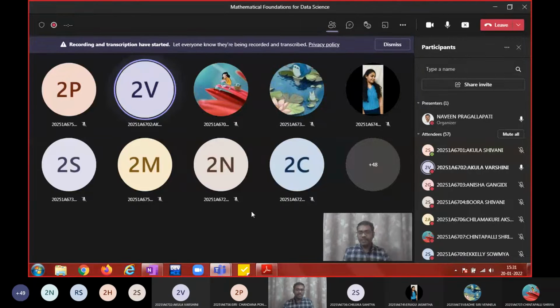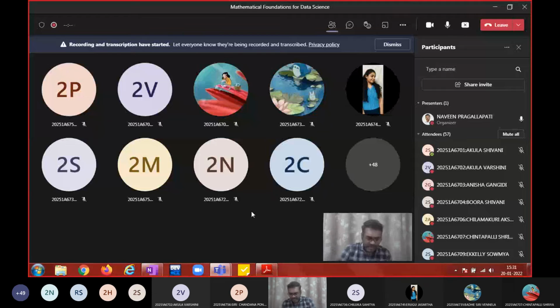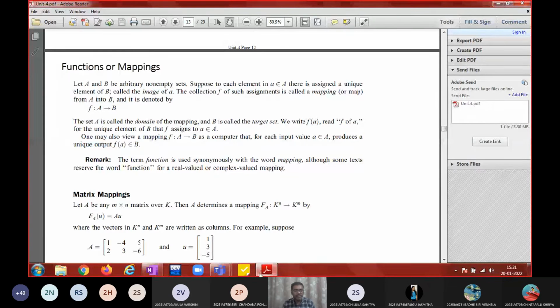Right. So we'll see how to find out the range space and null space, and I will stop the class. So I'll come back to this one. Okay. So I'll just go through the summary.